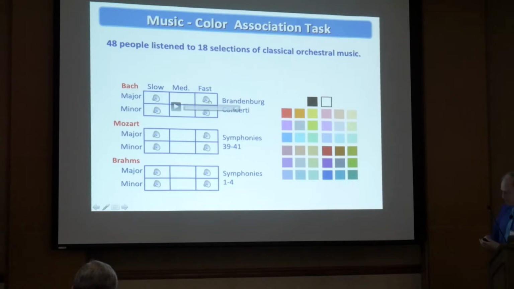We had 18 different pieces of music. So 6 by Bach, 6 by Mozart, 6 by Brahms, all orchestral. And we structured it according to, there's a major piece and a minor piece, these are short excerpts, and a slow, a medium, and a fast. So we used tempo and major versus minor mode for each of these 3 composers. So I'm going to do the Bach for you, the biggest contrast, just so you get the idea.